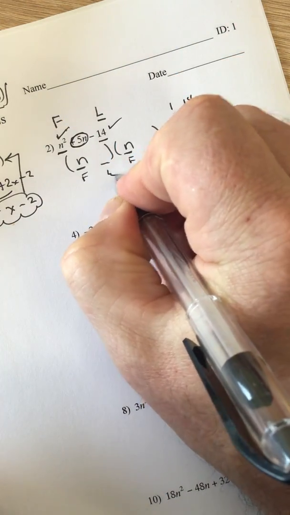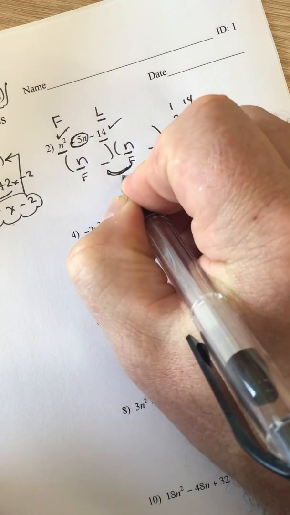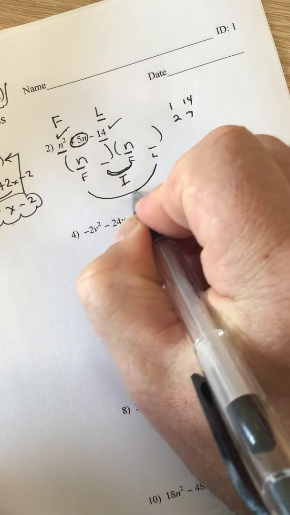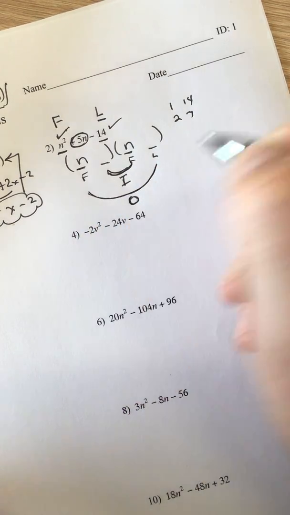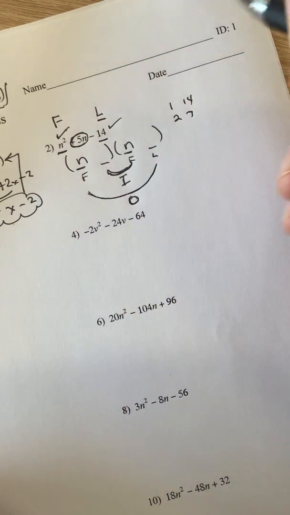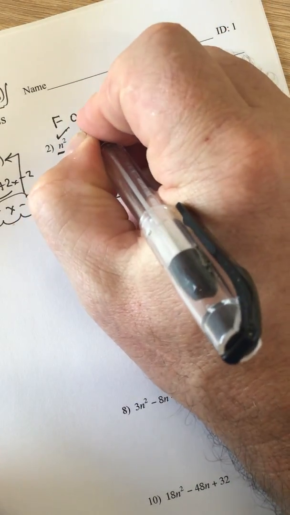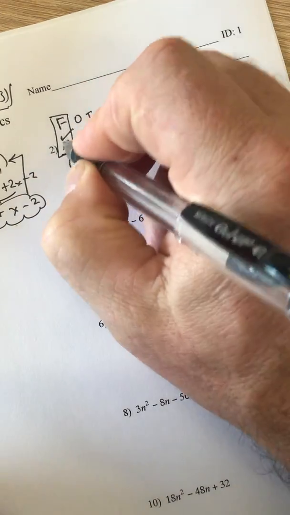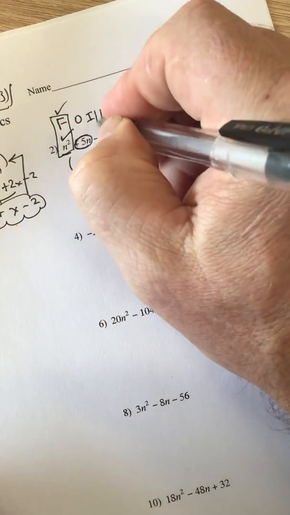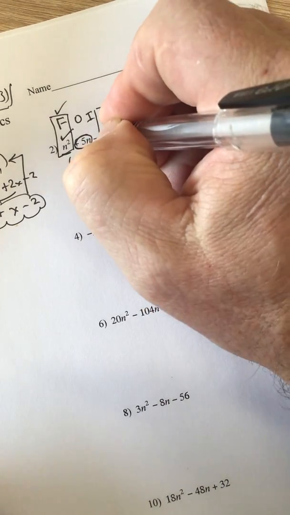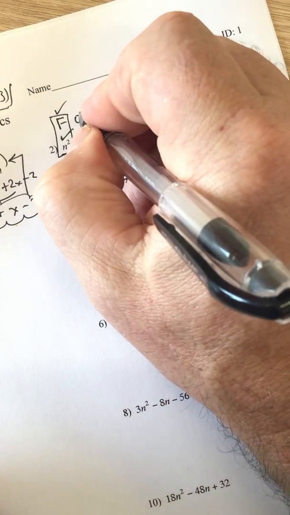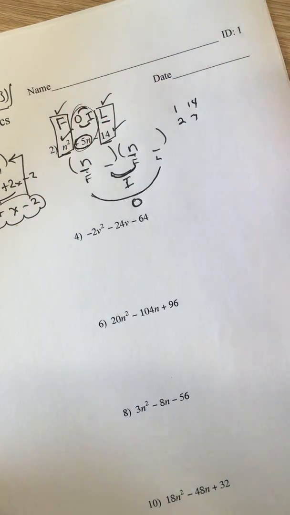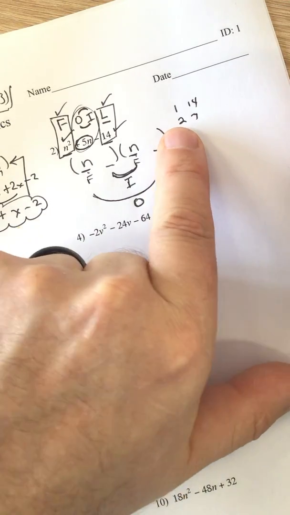So now I'm going to call these 2 right here the inners. I'm going to call that an I for inside. And I'm going to call this an O for outside. Okay, so I'm going to make a little acronym. F-O-I-L. The first times the first has to make the first. The last times the last has to make negative 14. But now the inside and the outside have to add up to make negative 5. So it's trial and error here.